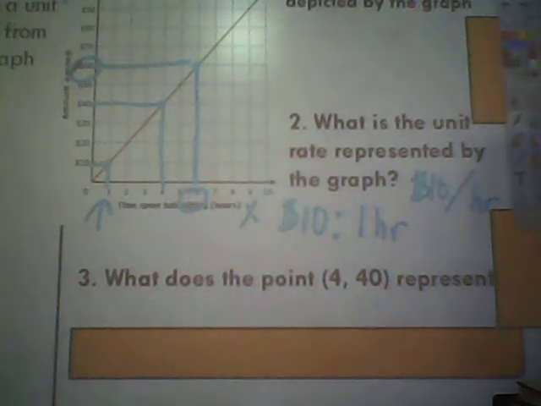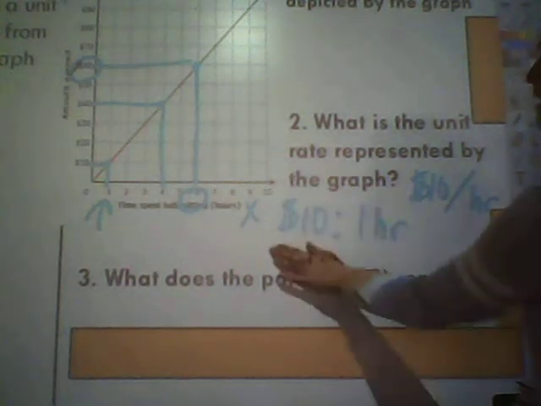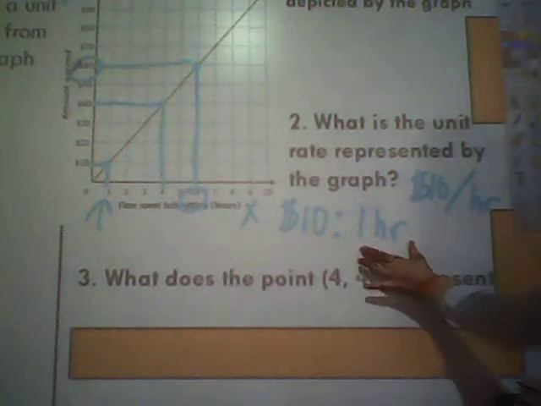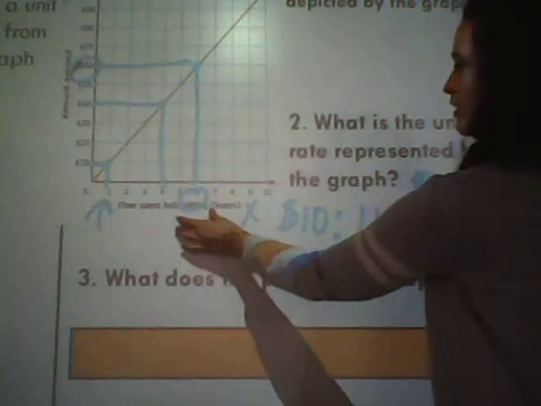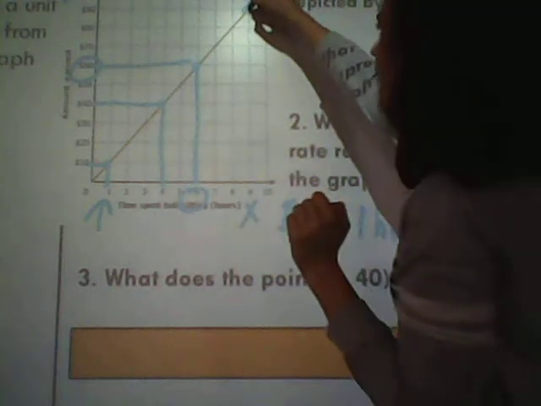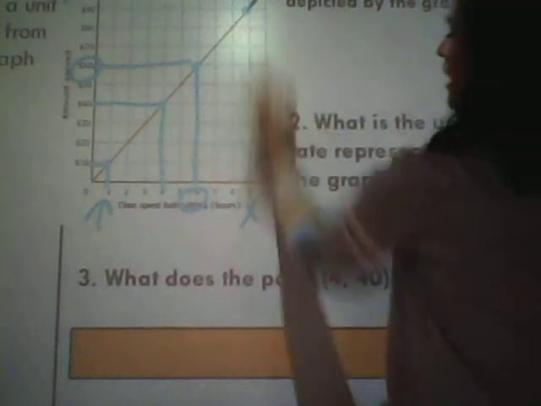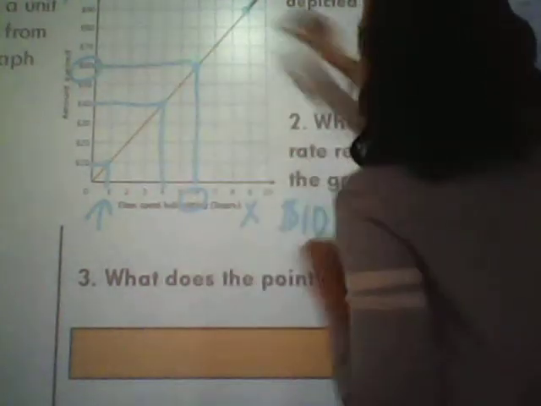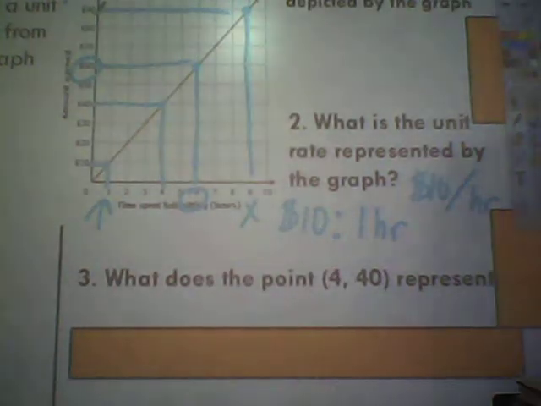Which of course makes sense because I have 10 times the amount of dollars than I do hours. So if I have 6 hours, 6 times 10 will be 60. If I have 9 hours, 9 times 10 will be 90, the amount of money I will make. Very good. Let's move on to our next example.